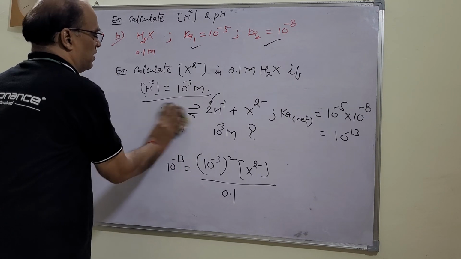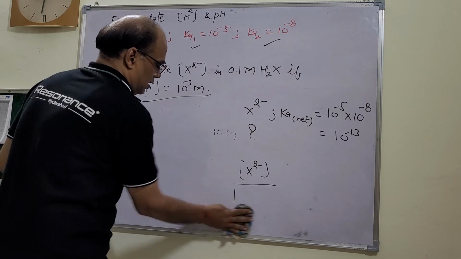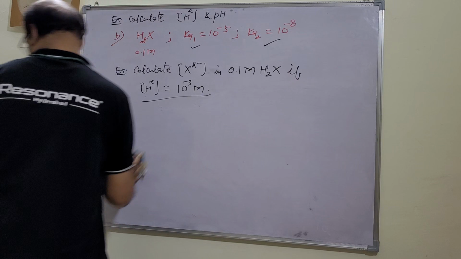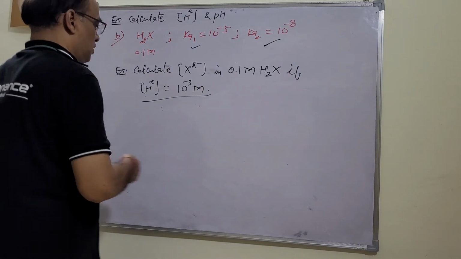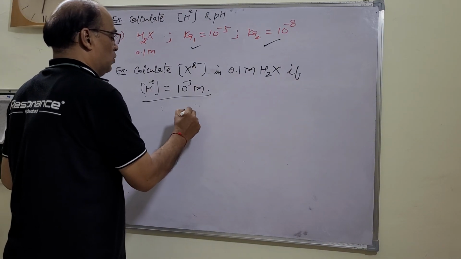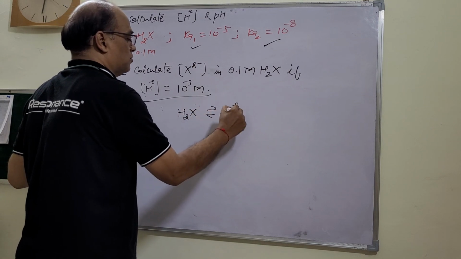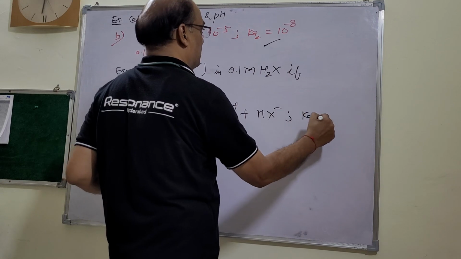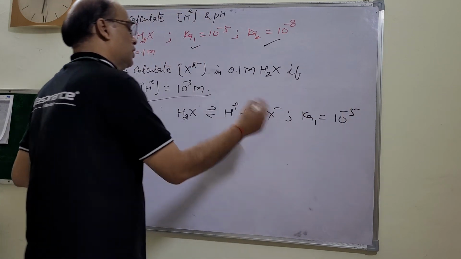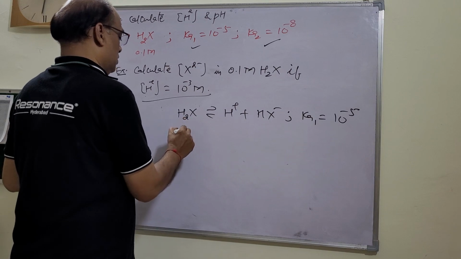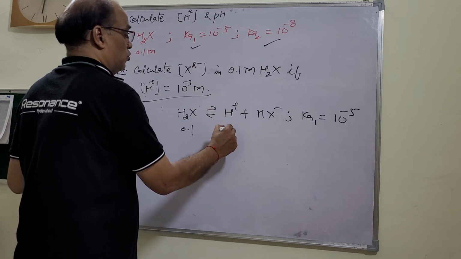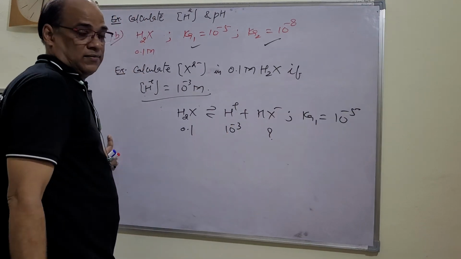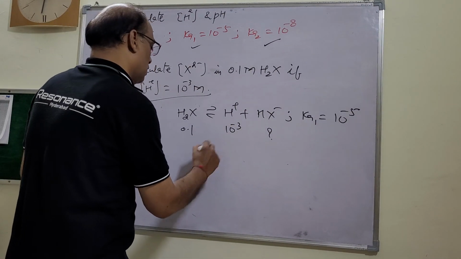So somebody wants to do reverse engineering for this question. Then they can say, sir, what nonsense you are teaching. So what is the reverse engineering? I'll tell you. Reverse engineering is this: H2X changing to H plus and HX minus, and K1 is basically 10 to the power minus 5. This is 0.1 molar. This is given as 10 to the power minus 3. So this HX minus, I don't know what I can calculate. Yes, I can calculate. How can I calculate?